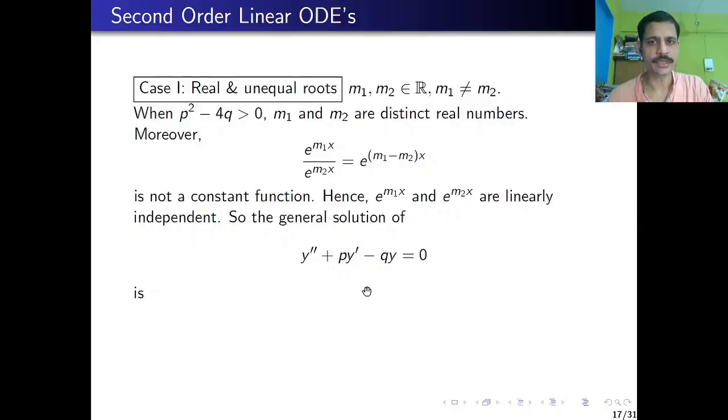So the general solution of this second order linear ODE with constant coefficients is y equal to c1 e raised to m1x plus c2 e raised to m2x, where c1 and c2 belong to R. What have we done to get the general solution? We have taken a linear combination of the two linearly independent solutions that we have obtained.